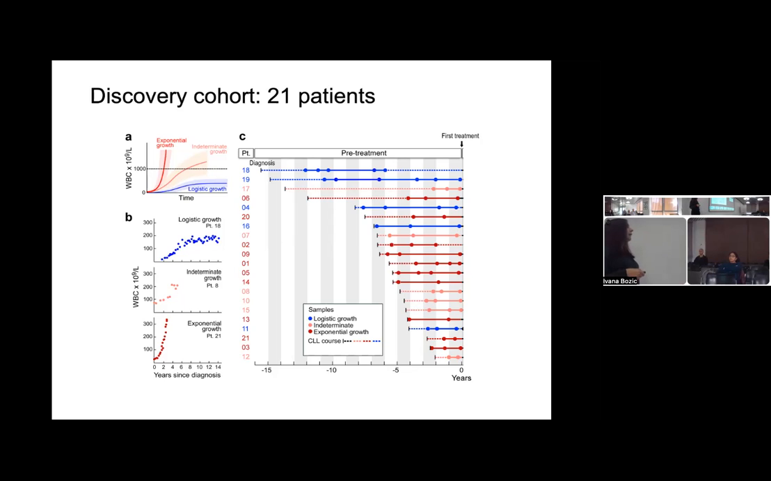So what was also very interesting is that if we looked at how long it took from diagnosis to treatment, the logistically growing CLLs tended to have longer time to treatment compared to exponentially growing CLLs, which had a shorter time. And this is something that we also looked into in a larger cohort to confirm, and actually found basically the same thing. Here, it's a bit limited by the number of patients.